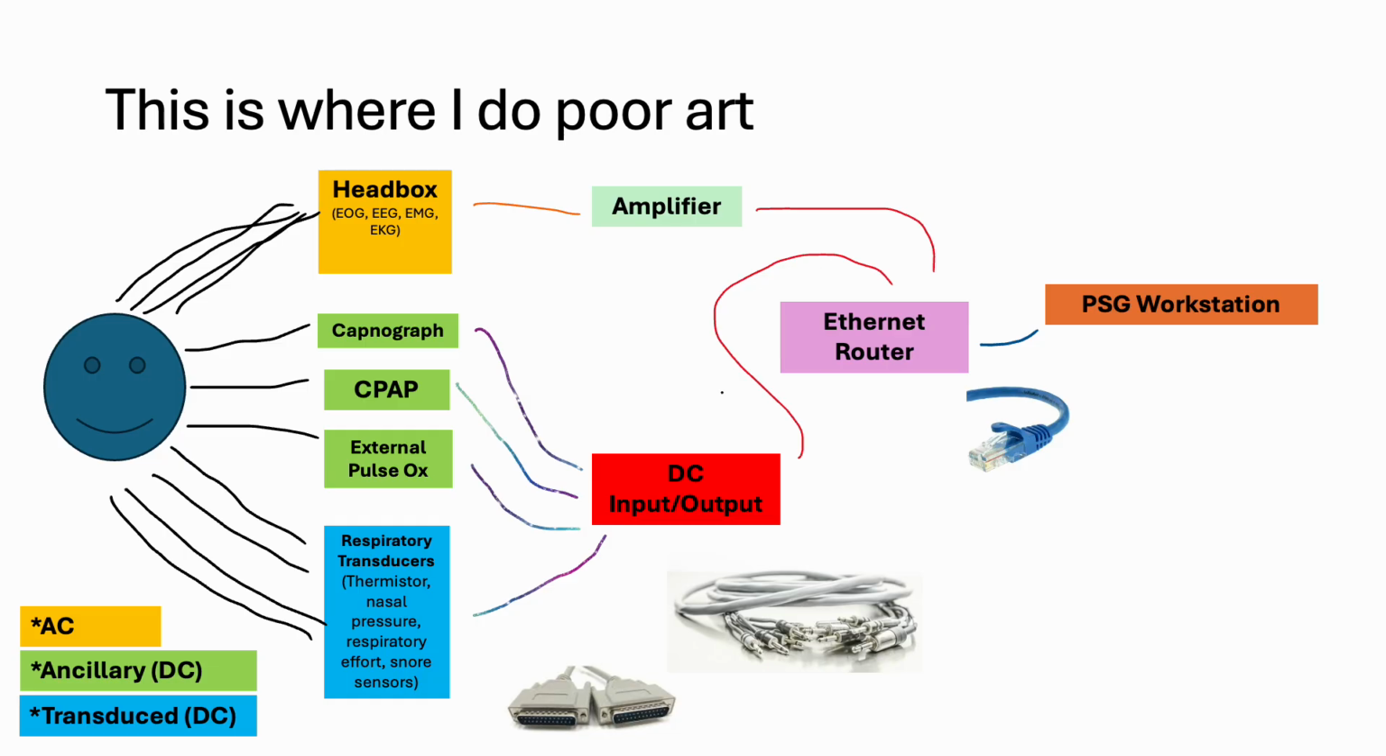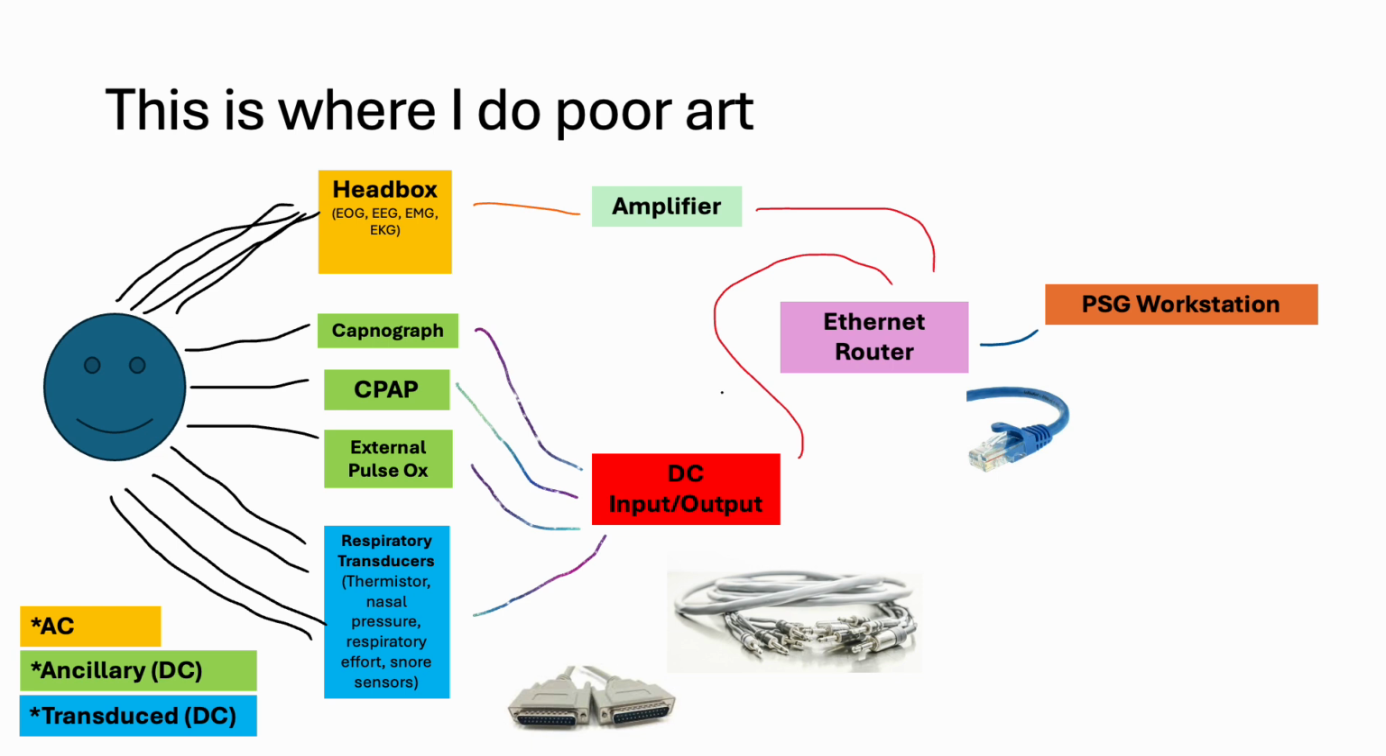Check this out. I'm kind of proud of this and kind of not. But this is a simple diagram of how the signal flows from the patient through the AC and DC equipment and eventually to the PSG computer. Please note that some of these external things can be incorporated into the head box itself, particularly the respiratory stuff. All that can be in the head box. That does not change the fact that those signals are still derived from a DC signal.